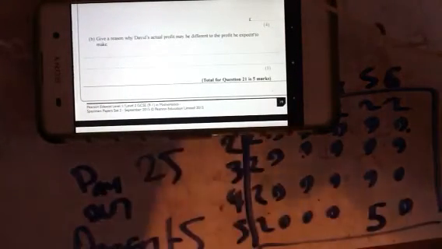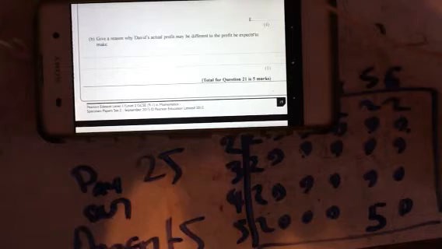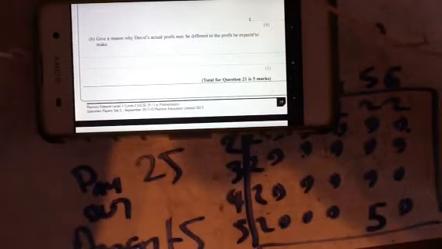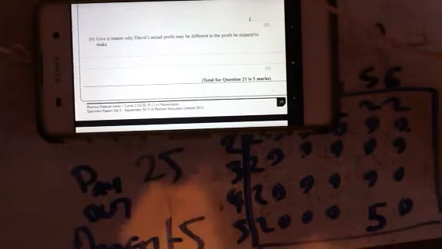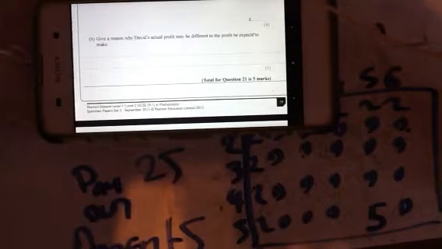The second part to this question: give a reason why David's actual profit may be different to the profit he expects to make. Now, what you have to put on the lines is that that's what we predict to happen. It's not actually what's going to happen. Because it's a probability and this is a random event, it is possible for David to pay out £5 for every 30 goes. It's unlikely, but there is a chance of that happening.